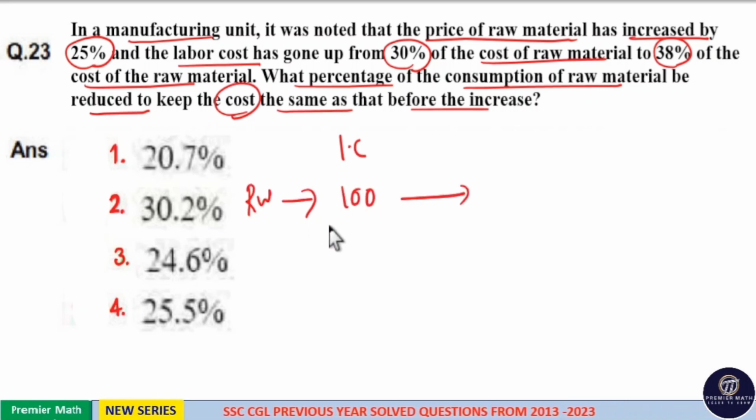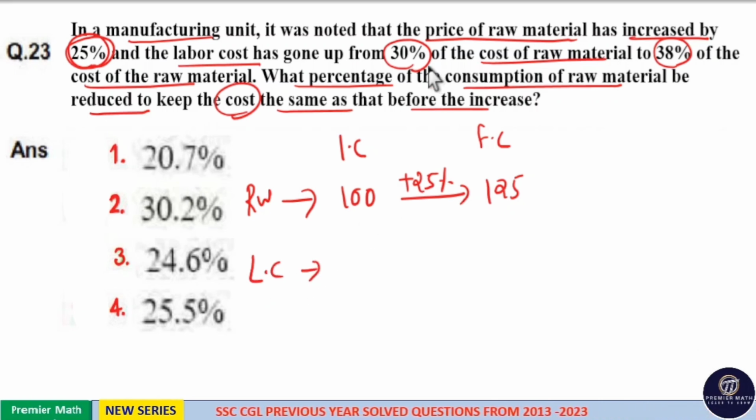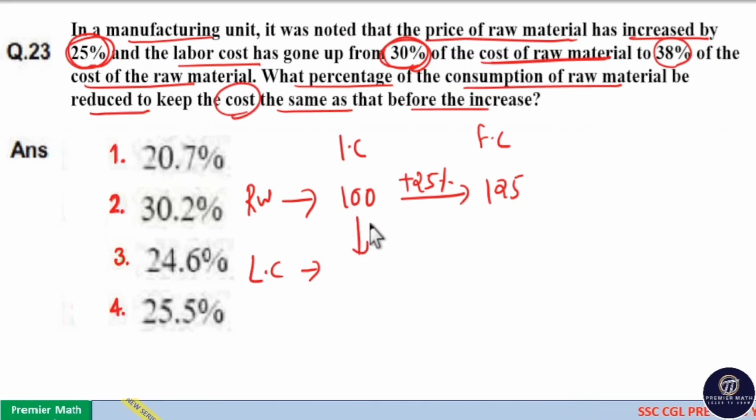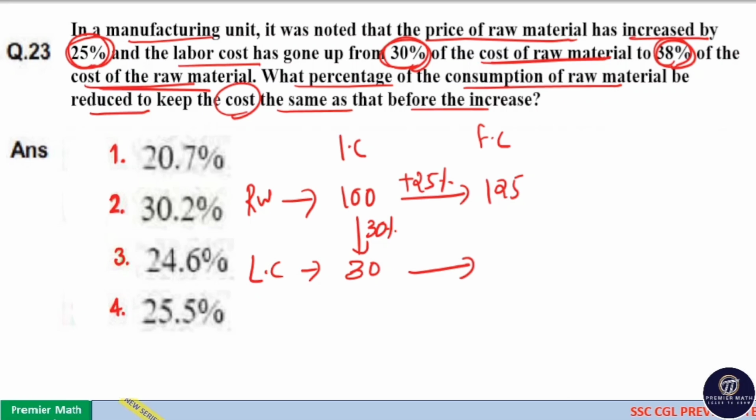Now, raw material cost increased by 25%. So a 25% increment in raw material cost means the final cost is 100 plus 25, 125 rupees. Now labor cost. Initial labor cost was 30% of the cost of raw material. So the initial cost of raw material was 100 rupees. Now 30% of 100 rupees is the initial labor cost, which is equal to 30 rupees. Now it is increased to 38% of the cost of raw material. Now the final cost of raw material is 125.